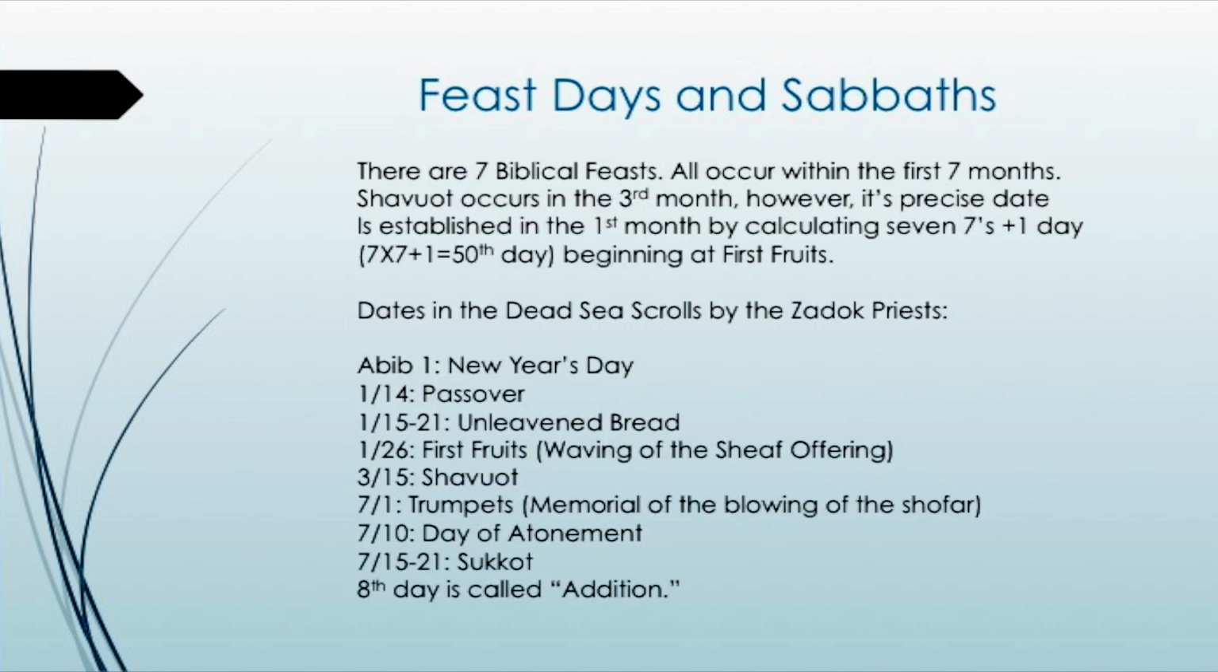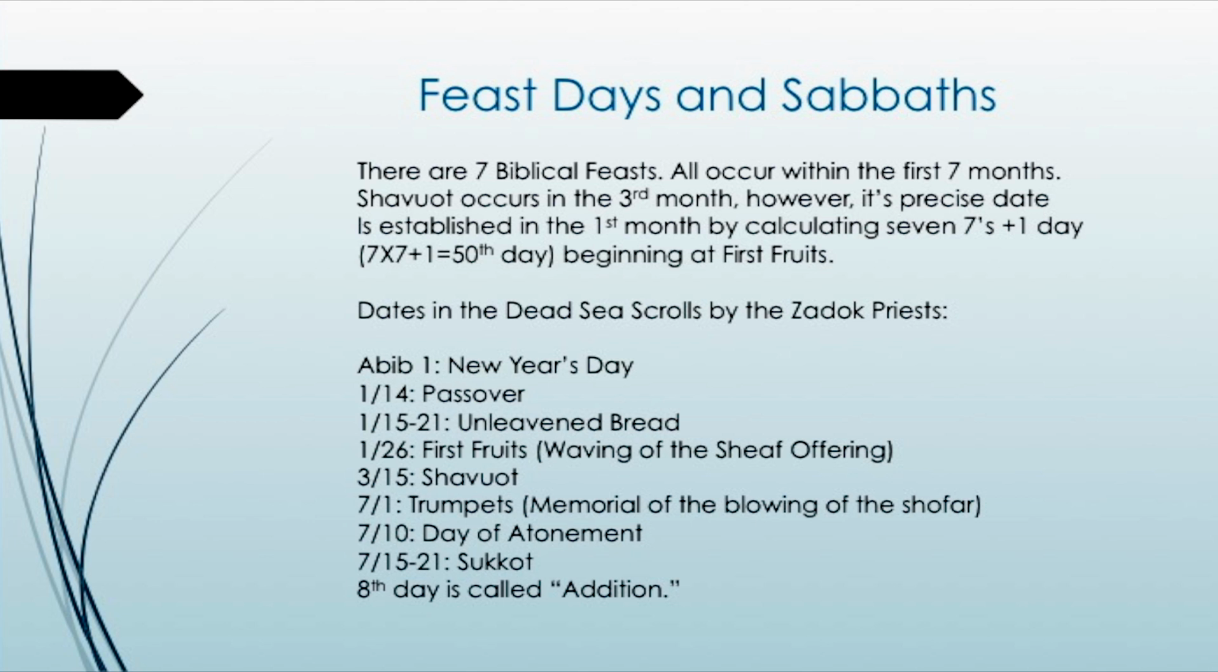Now, the feast days and the Sabbaths in the Dead Sea Scrolls. There are 7 biblical feasts. All occur within the first 7 months. Shavuot occurs in the 3rd month. However, its precise date is established in the 1st month by calculating 7 sevens plus 1 day. So 7 times 7 equals 49, plus 1 day equals the 50th day, which begins at first fruits. The dates in the Dead Sea Scrolls are given specifically by the Zadok Priests.